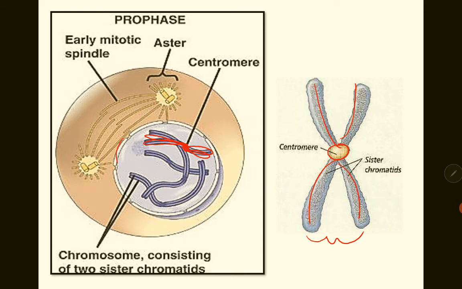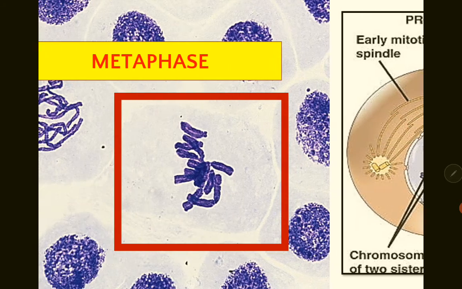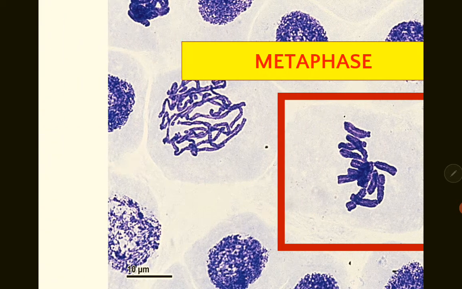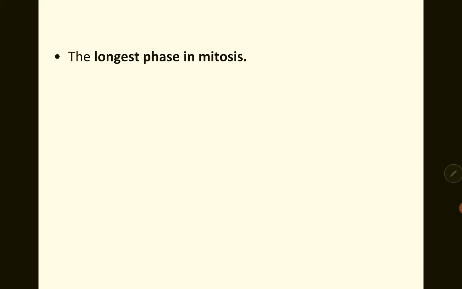So the nucleolus and the nuclear envelope start to disintegrate, the centrosomes move to the opposite poles, the early mitotic spindle starts to form, and the aster begins to form. Next is the metaphase. Metaphase is the longest phase in mitosis.